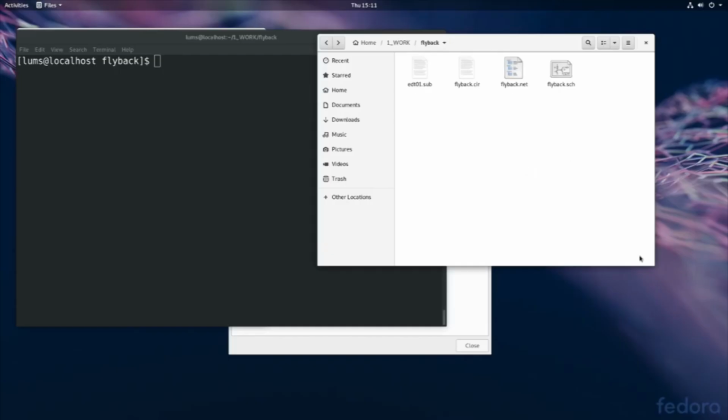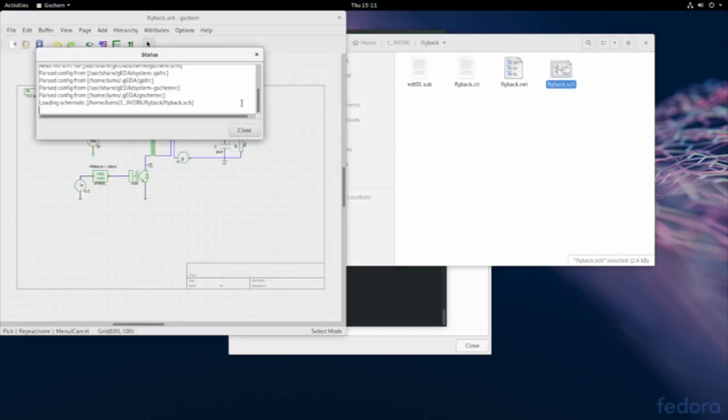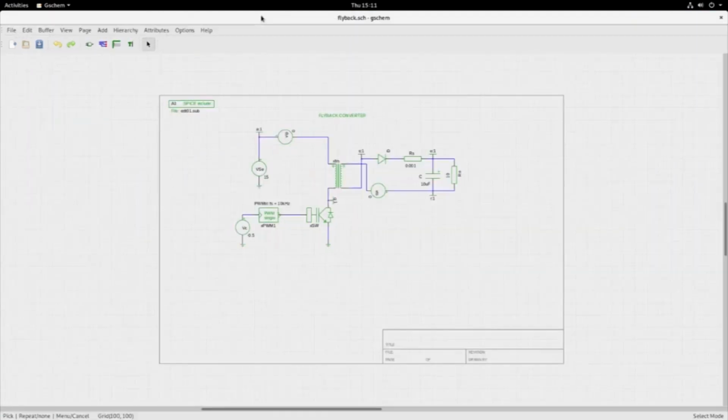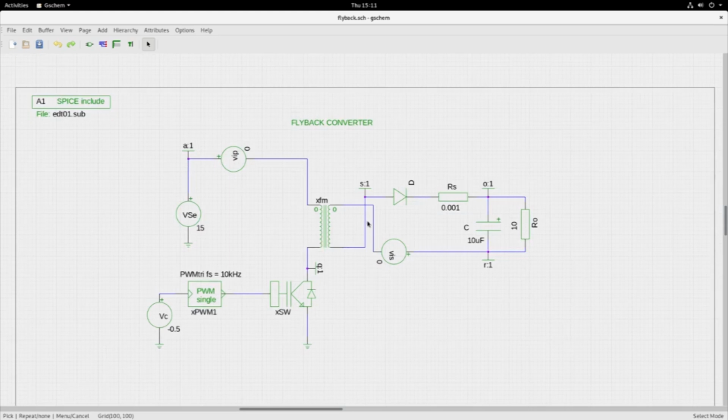Let us now look at the simulation of the flyback converter in ngSpice. We have discussed the theory of the flyback converter, and let us see how the simulation works. This is the circuit of the flyback converter. You have this generic switch here driven by a PWM block. This reference voltage here sets the duty cycle. Minus 0.5 means 25% duty cycle.